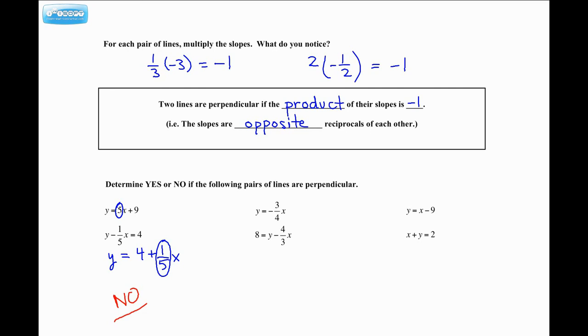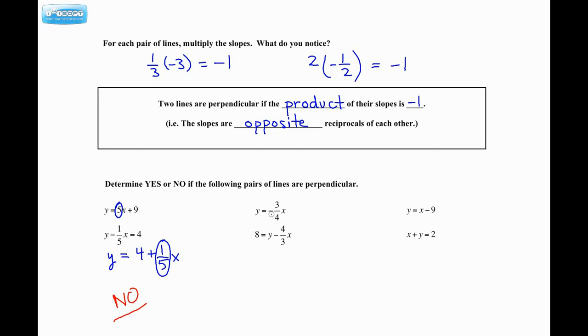Let's try the next one. We have y equals negative 3/4 x. This is in slope-intercept form. The slope is negative 3/4. That's easy to read. We look at the next one. Unfortunately, it's not written in a particularly nice form. So let's solve for y. It's already on the right and it's positive, so I'll just leave it there. I'm going to take care of this 4/3 x and add it to both sides. That's going to give me 8 plus 4/3 x equals y.